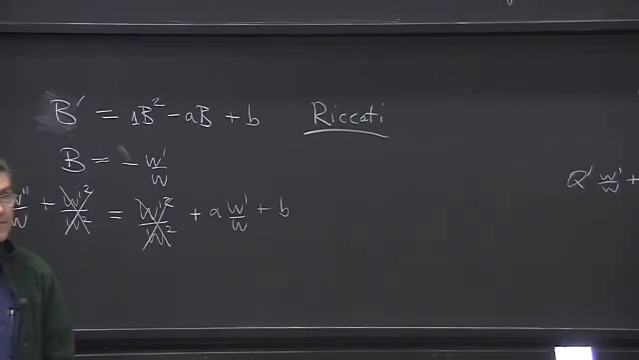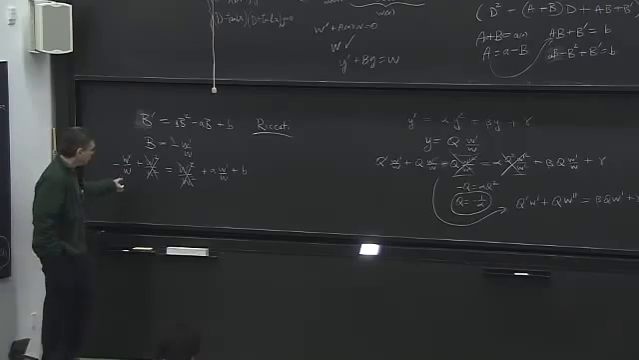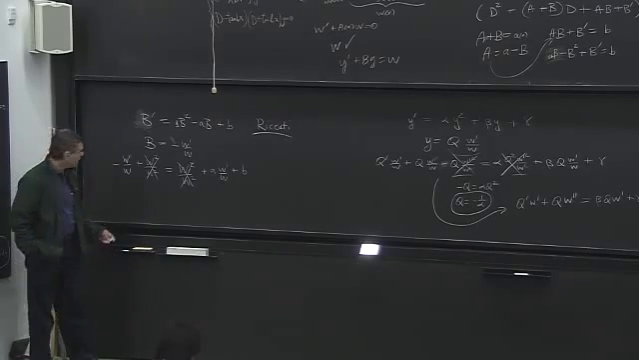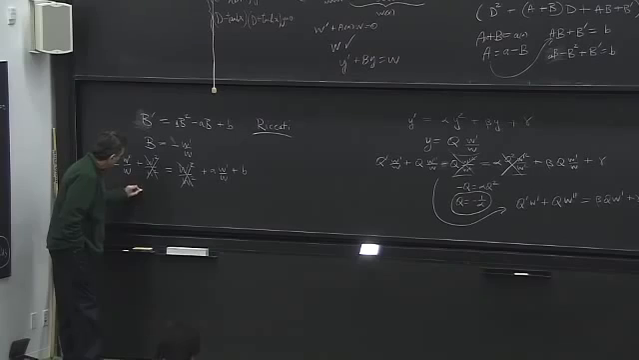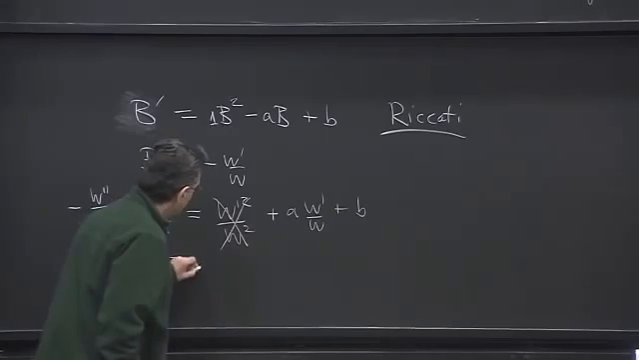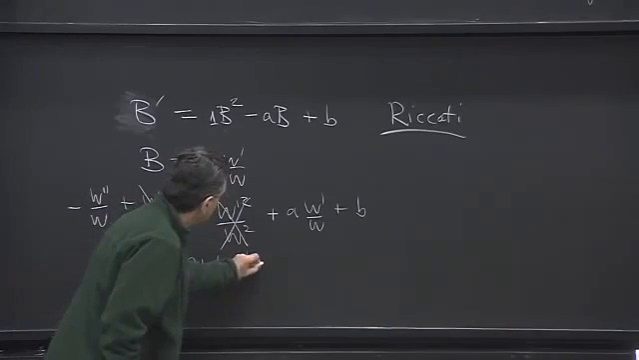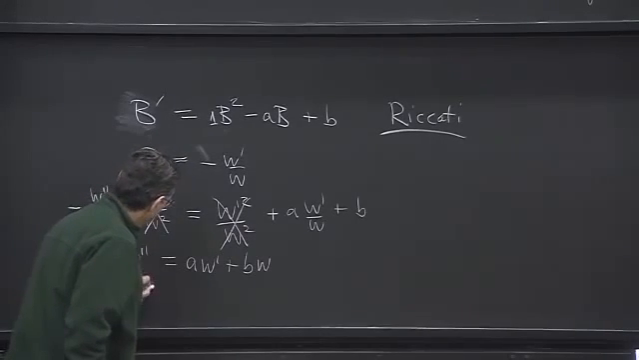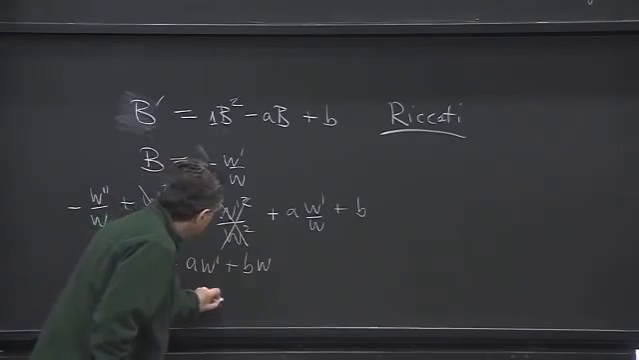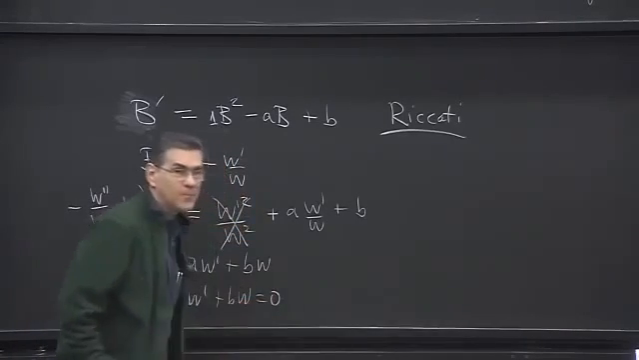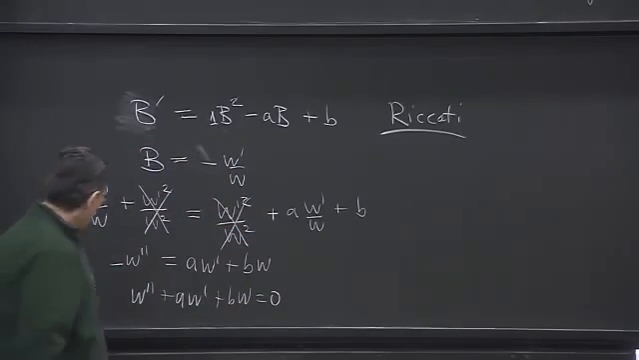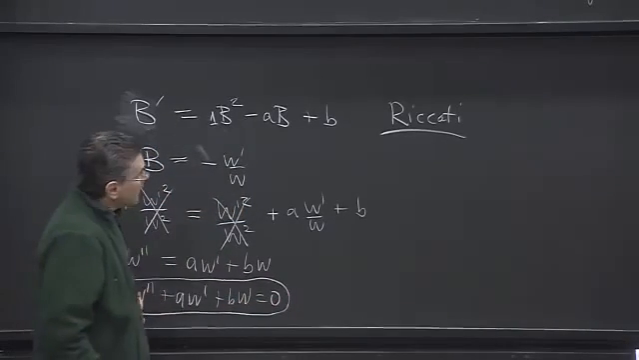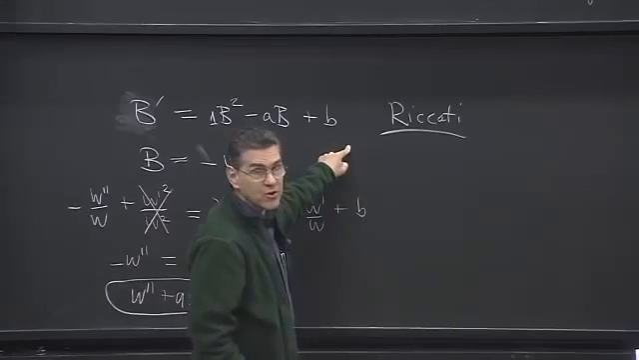You see? Now we have a linear equation, and all we need to do is multiply by w to get it into a linear form. So if I multiply by w, I get minus w prime prime is equal to a w prime plus bw. And if I put the w prime prime on the other side, I get w prime prime plus a w prime plus bw is equal to 0. So all I need to do is solve this linear equation. And if I can do that, then I've solved the Riccati equation.